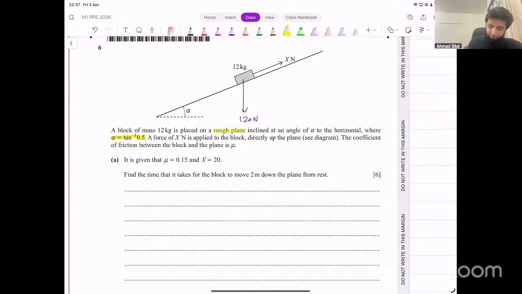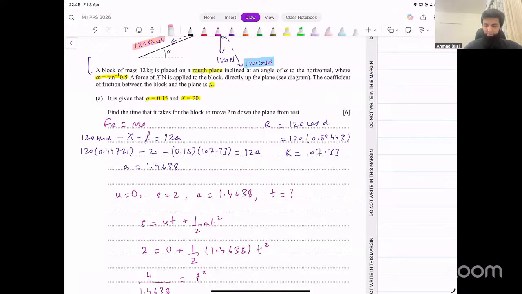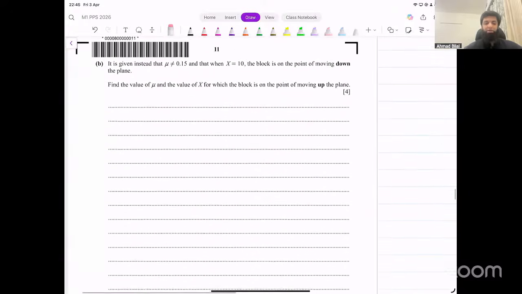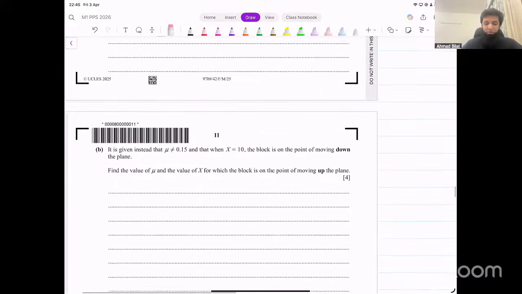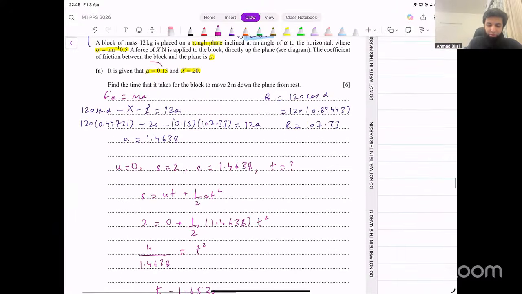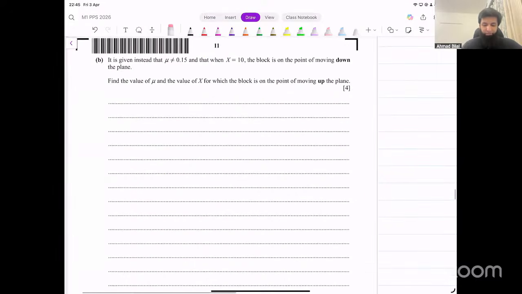It's a rough plane, so there's friction. There's a force of x Newton applied to the block. Coefficient of friction is mu. Let's look at part B now. Now they're saying it's given instead. When they say it's given instead, what that means is whatever was given in the first part, that is not relevant anymore. So information inside the first part, mu equal to this, x equal to this, is no longer applicable. So you cannot use any of that information now.